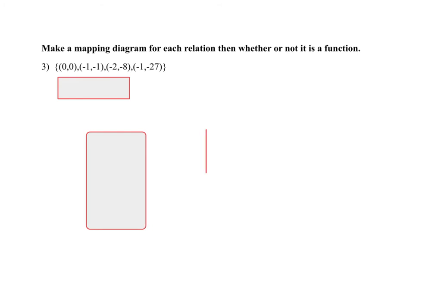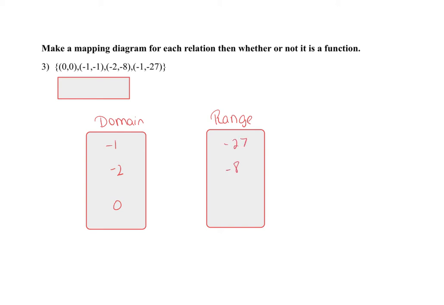You have one for your domain, you have one for your range. You need to label domain and range. Once again, your domain is your x from least to greatest. So I would say -1, -2, 0 here. And then your range is also from least to greatest. So I would say like -27, -8, -1, and 0.